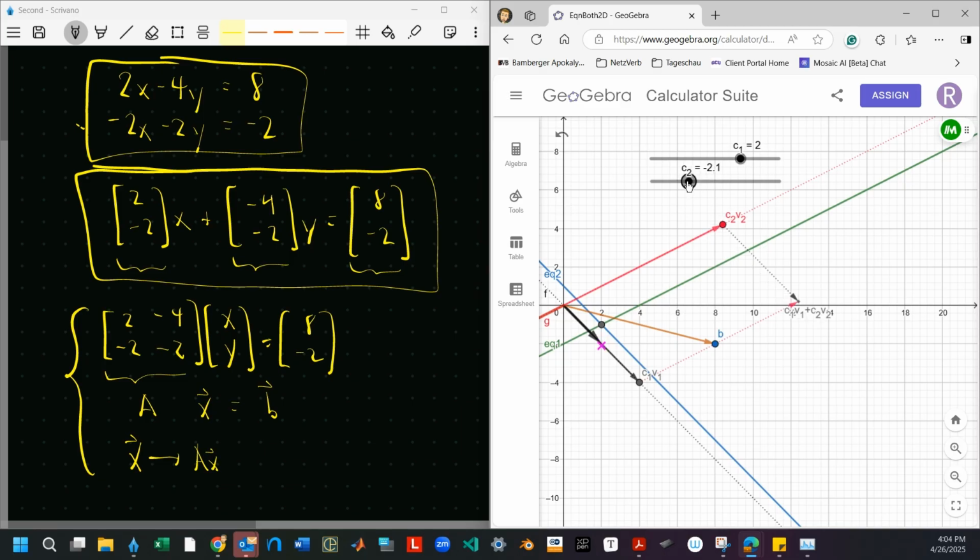And then I'm going to do the same thing here, and I'm going to bring that so that that black line just hits that point right there. So now I've got this little parallelogram right there. And now I've got this scaling, so C1 times V1, that scaling there, plus C2 times V2, that vector there, gives me exactly the point B that I'm interested in.